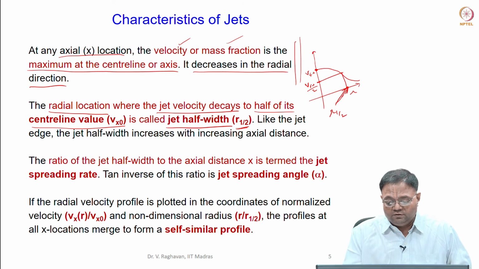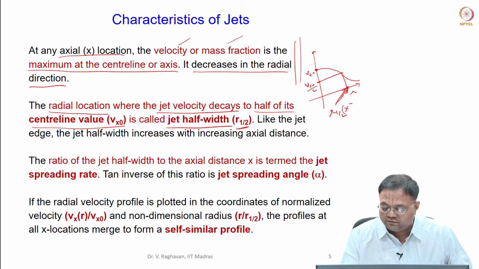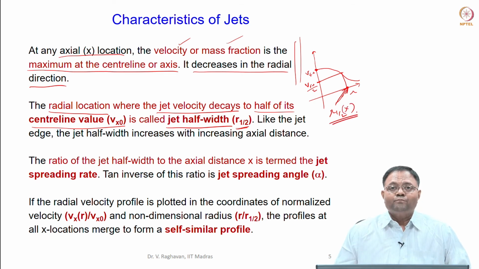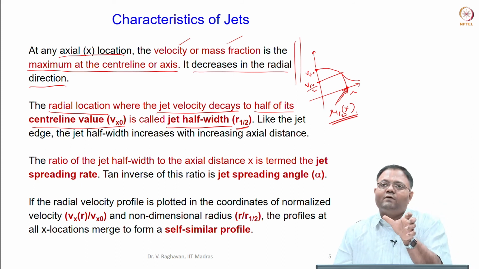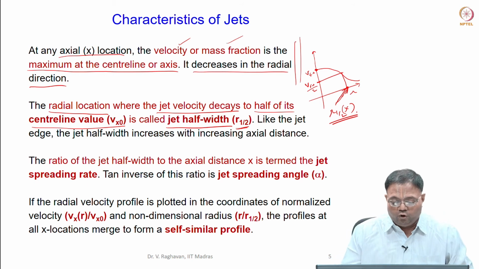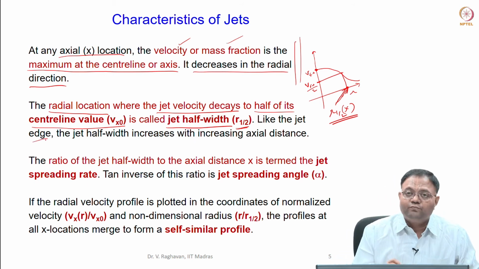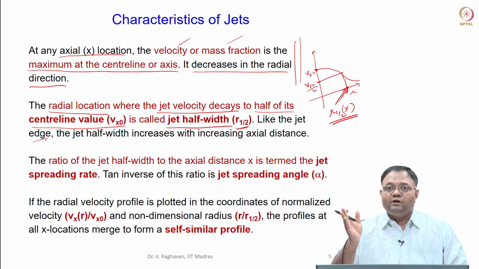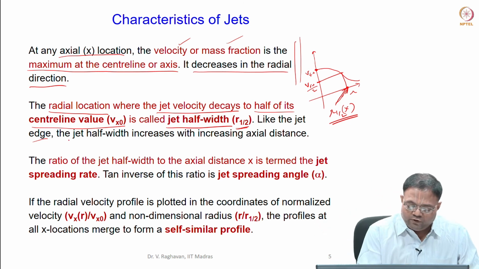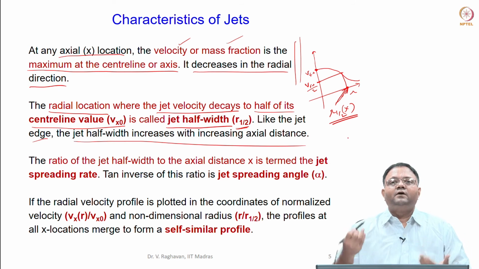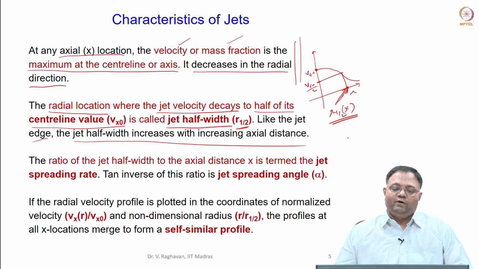This jet half width, at a given axial location, will have some value. So it is a function of x. At a lower x location, it will have a smaller value. When the x location increases, it will have larger and larger values. Like the jet edge, where the velocities go to almost 0, the jet half width also increases with the increasing axial distance, the x value.